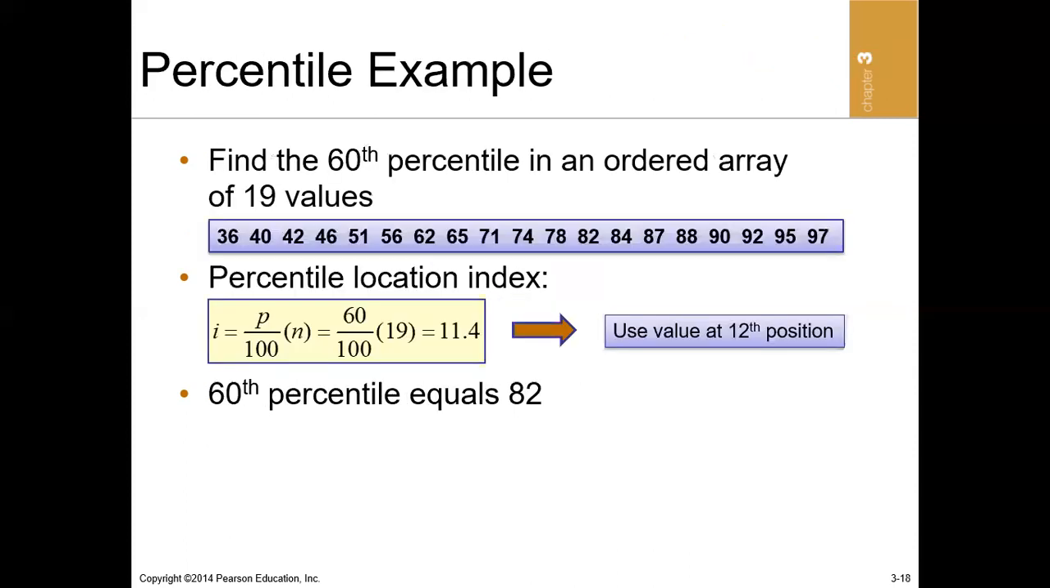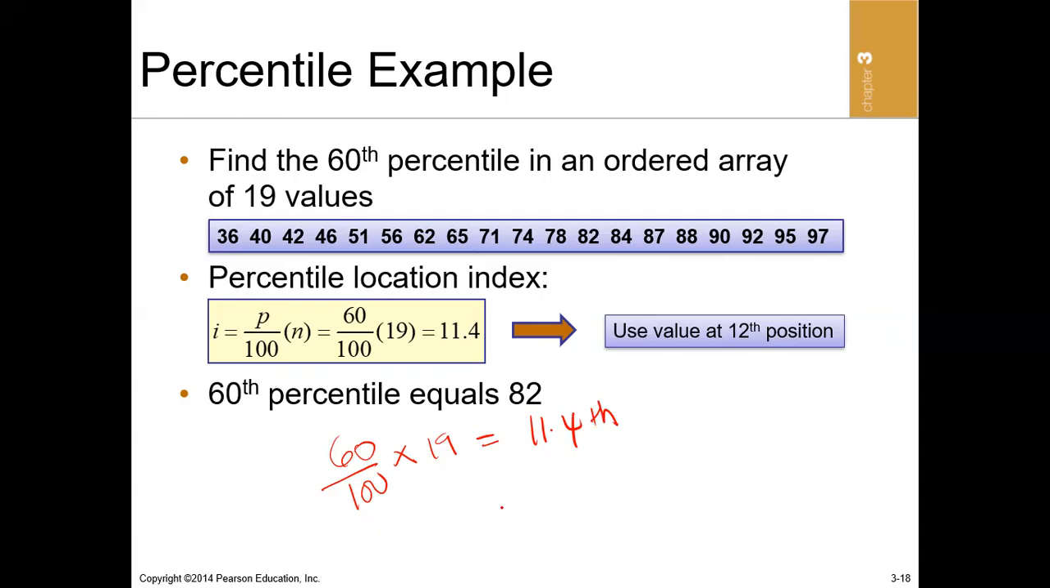Let's look at this example. In this example, there are 19 figures, and they have been arranged in ascending order. For instance, if I'm looking for the 60th percentile, it will be 60/100 times the 19 figures, and I'll get 11.4. That's the 11.4th position.